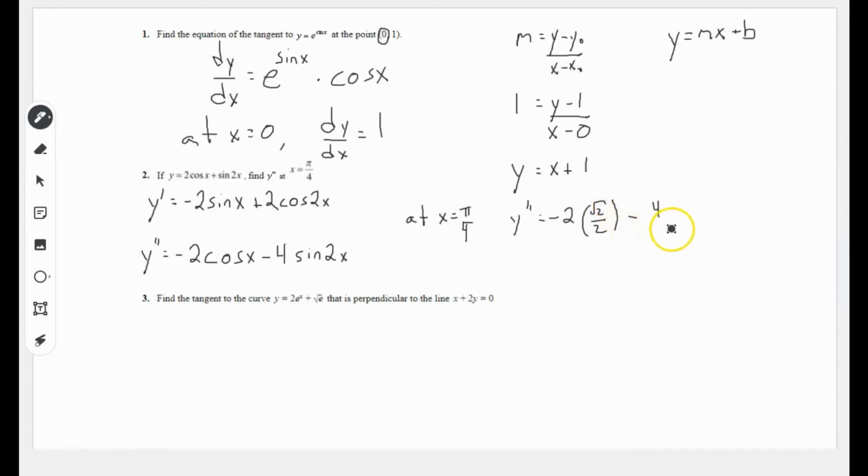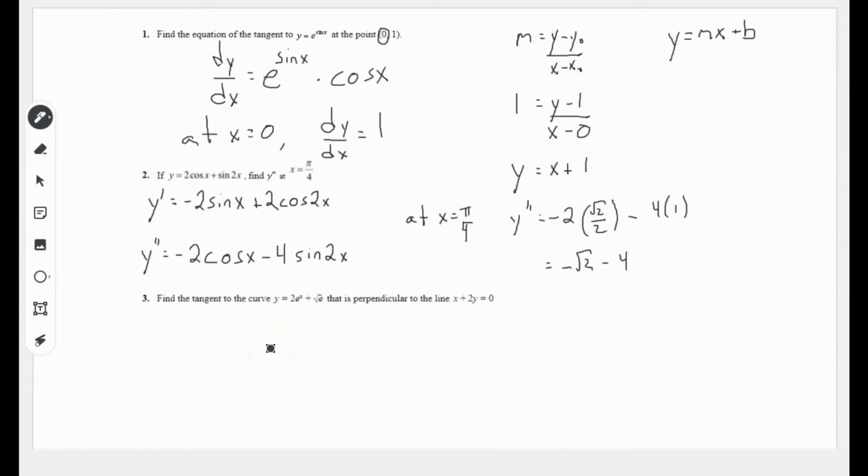Minus 4 times the sine of, this is 2 times pi over 4, right? Which would be pi over 2. And so that would just be 1. Right, simplifying a little bit, we get minus root 2 minus 4, which is approximately some value. You can check that on your calculator.